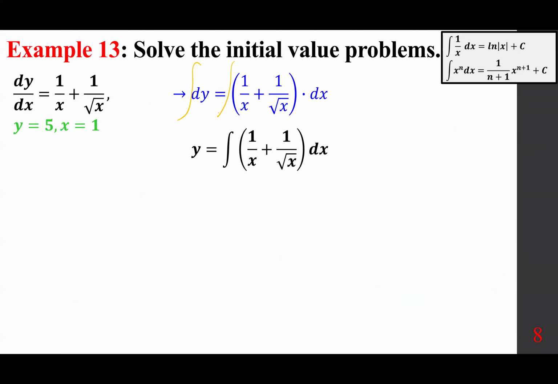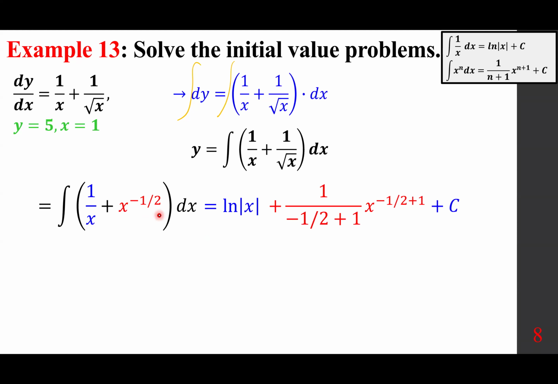The right side, let's change square root of x to x to the power 1/2, bring it up, and get it ready for integration. We've done both of these. It's not a big deal, meaning both pieces. This piece is a natural log, you know that. This one, 1 over negative 1/2 plus 1, x to the power of negative 1/2 plus 1. And because we are done, we add a constant at the end. This we have done many times by now.